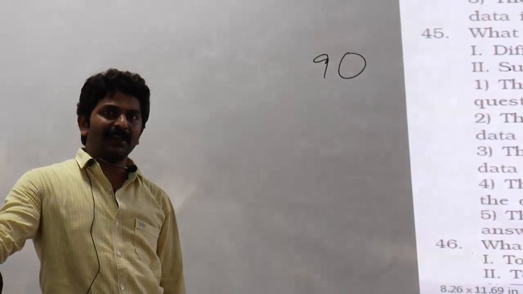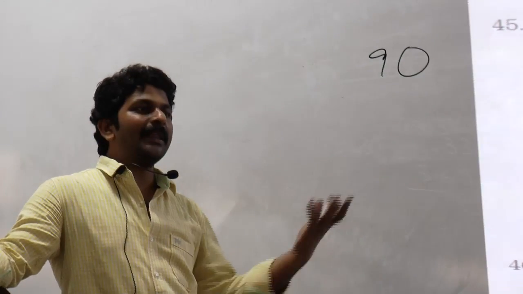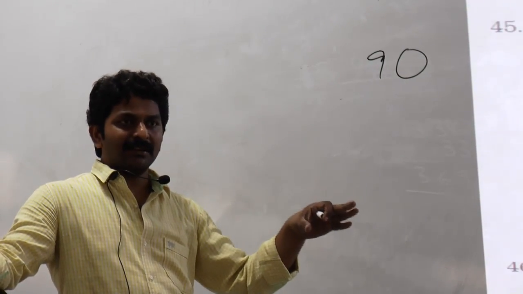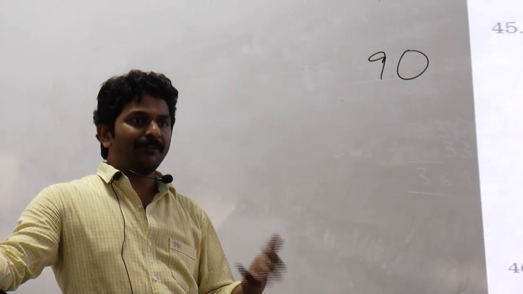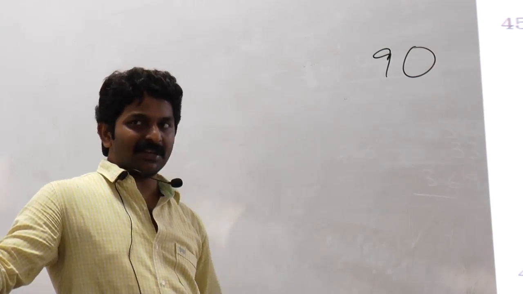2. Sum of digits is 9. Will you get the answer from only 2 alone? No. You will have many combinations, right? 18, 27, 36, 45, 54 and so on. Like that you have more than one combination. 2 alone is not sufficient. You will get the answer using 1 alone but not 2 alone. Okay?